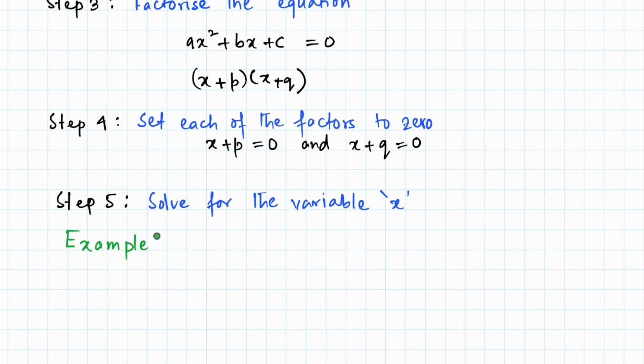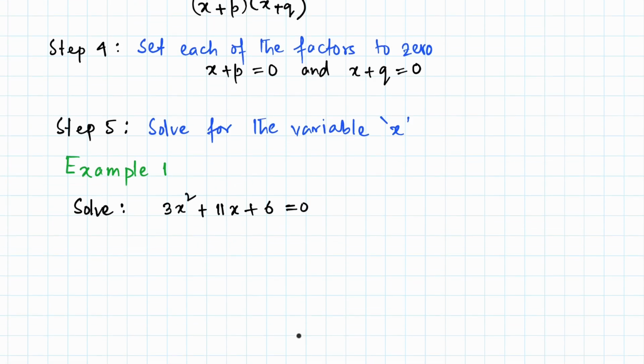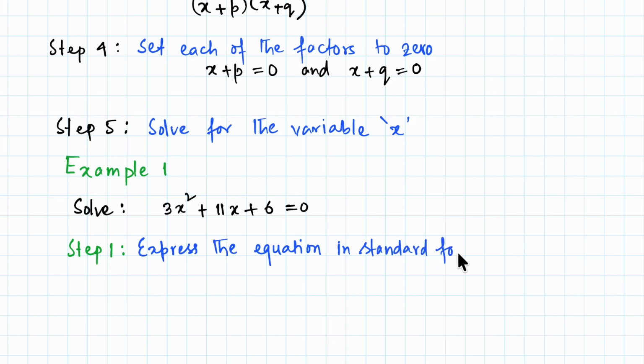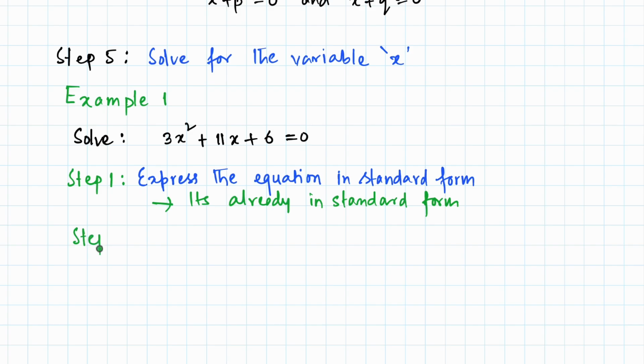Now let's take an example and see how we apply these 5 steps to solve the quadratic equation. Let's take the example 3x square plus 11x plus 6. This is the equation given. First of all, we need to see whether this particular equation is expressed in standard form or not. So express the equation in the standard form. From the above, it's already in standard form, so we need not do anything.